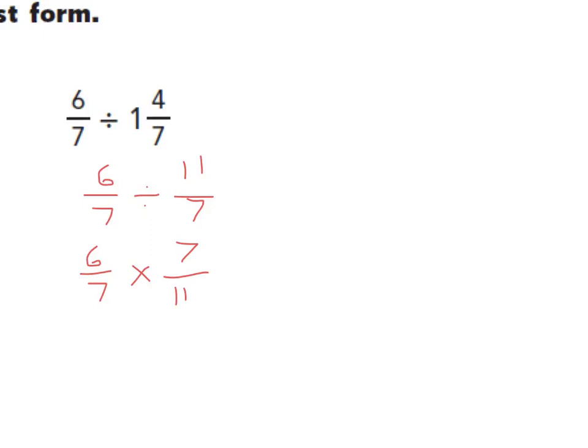I'm trying to find any shortcut. So I see this 7 and this 7 can both be divided by 7. 1 over 1. 6 times 1 is 6. 1 times 11 is 11. My answer is 6/11.